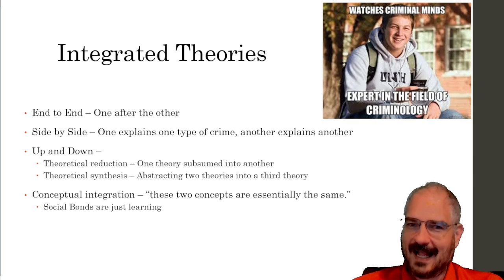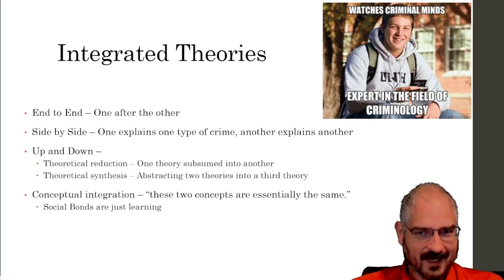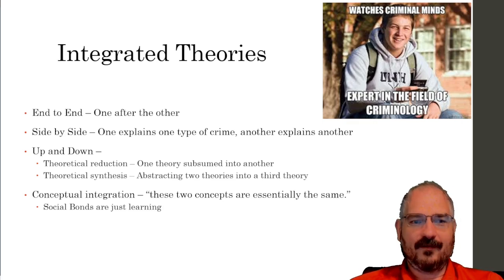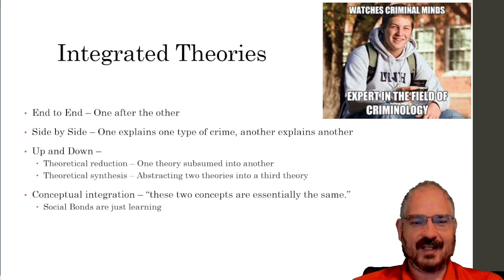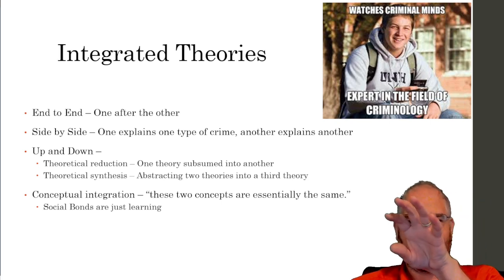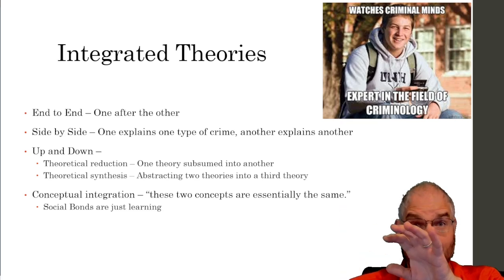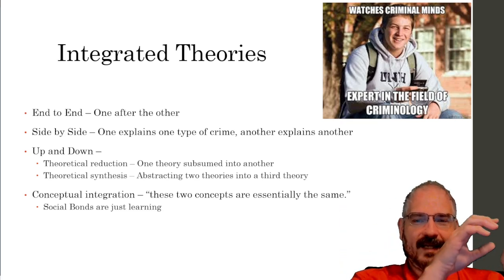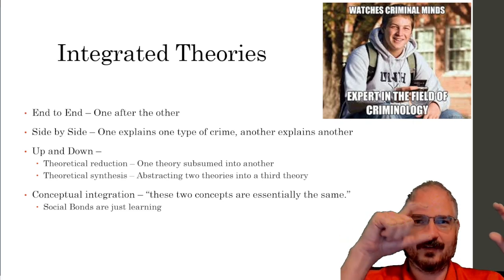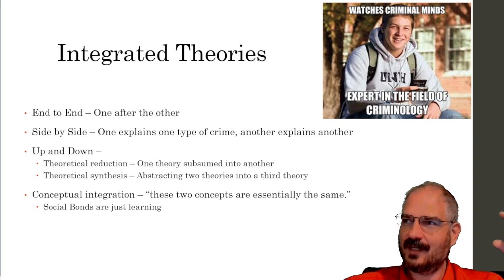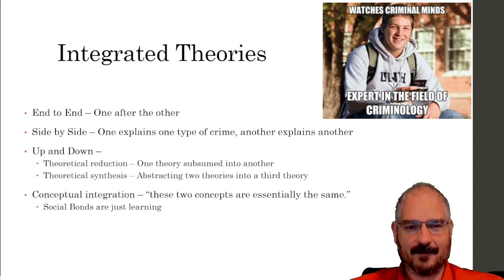Now, there's lots of different ways to do this, okay? One of them is to do what's called an end-to-end integration, which says that one theory or the variables associated with one theory lead to variables associated with a second theory or even a third and a fourth theory. And it's kind of a causal chain where variation in this causes variation in this, which causes variation in this, which causes crime, right?